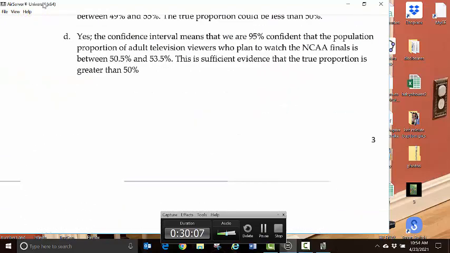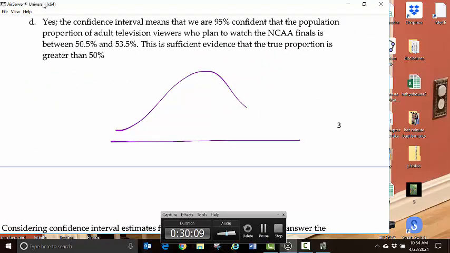I'm going to write it down here. And I'm going to pull it up here where I can read it while I'm drawing.